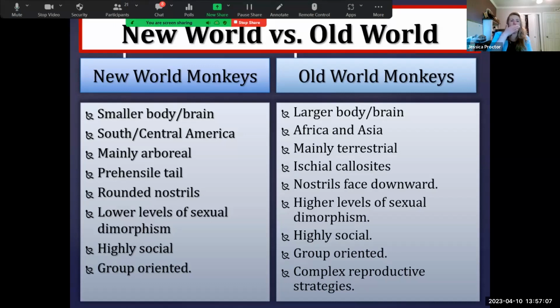All right, any questions at all about the strepsirrhines, the tarsiers, the platyrrhines, or the cercopithecoids? Anything we've covered so far?